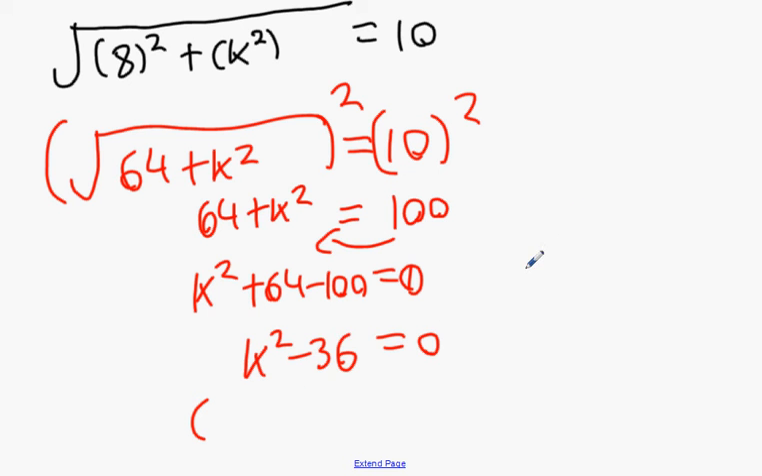Difference of two squares. If you have something squared with a minus in between it, and then you have a number that's a squared number, you can change that number into x. k squared minus 6 squared, because 6 squared is 36.